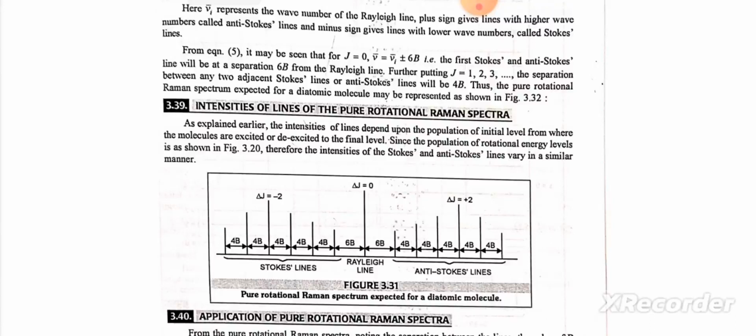Intensity of the lines of the pure rotational Raman spectra. As explained earlier, the intensity of the line depends upon the population of the initial level from where the molecules are excited or de-excited to the final level. Since the population of rotational energy levels is shown in figure 3.20, therefore, the intensity of Stokes and anti-Stokes lines vary in a similar manner.